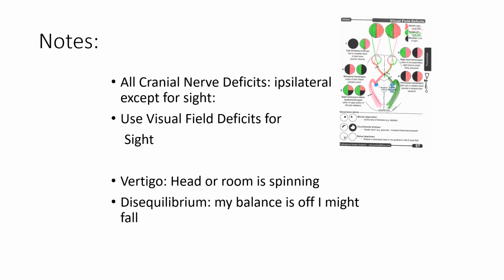So a couple of things that get commonly confused because they're very subtle differences. So vertigo is specifically your head or the room is spinning. And we use the word disequilibrium when the patient says their balance is off and they might fall. Okay, so a couple of just random notes and vocab here that we want to make sure that we are understanding as you're reading through the chapters.